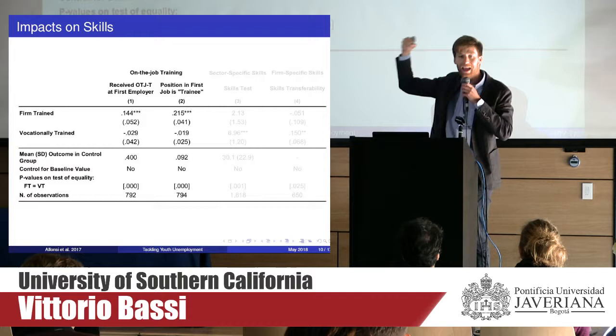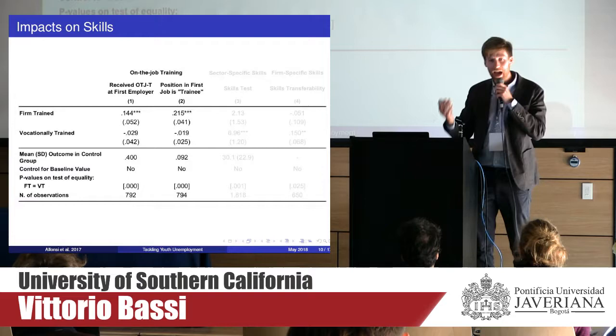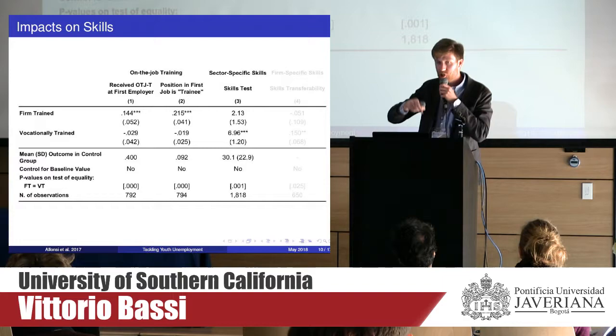So this is the first piece of evidence that we're putting together to claim that the workers that went to the firm training and the workers that went through vocational training are actually learning different types of skills, as the firm trainees are trained at the firm and the vocational trainees are trained in the institutes, but they don't receive any additional training. Now, we also went ahead and measured the skills of the workers through a skill test.